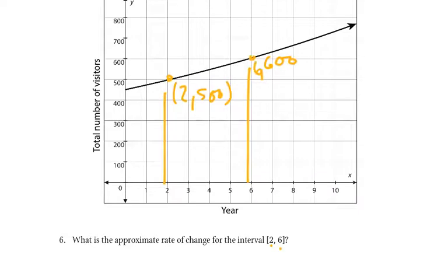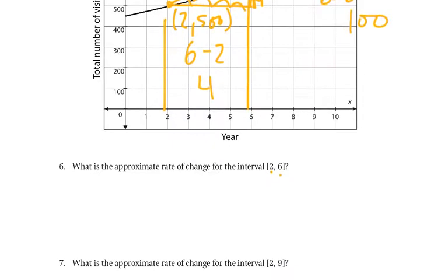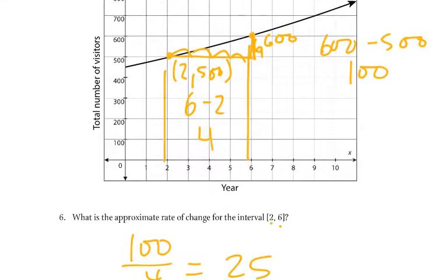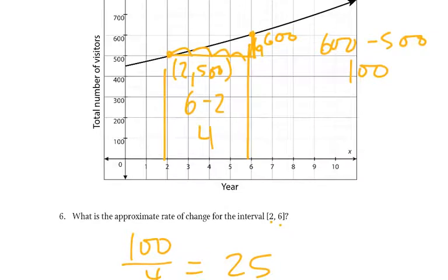So 600. So that horizontal change would be 6 minus 2 or 4. Okay, easy. 1, 2, 3, 4. And then a vertical change of 600 minus 500 or 100. So it would be 100 over 4, which is 25. So every year we're averaging 25 more visitors than the last year, kind of thing. Okay.